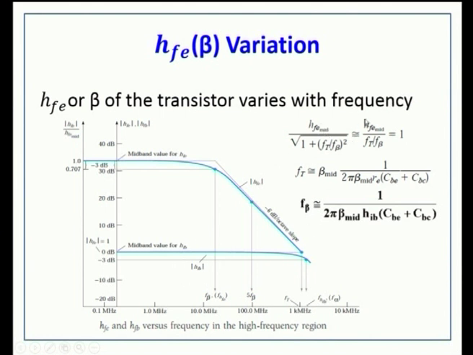How the gain is reduced is given by a relationship, HFE mid, that is the beta in mid range, divided by root of 1 plus FT by FB the whole square. Since this term is very high, it can be taken as HFE mid by FT by FB equal to 1. And this is the equation for FT and FB. If this is FB, then if you put it in this equation, you will get FT as 1 by 2 pi. Here instead of RE, you can have HIE into CBE plus CBC. And since we are dealing with the common emitter, instead of HIB you can take HIE.